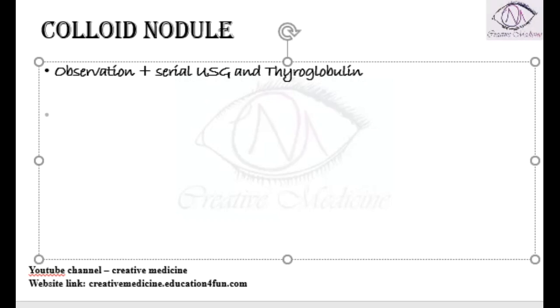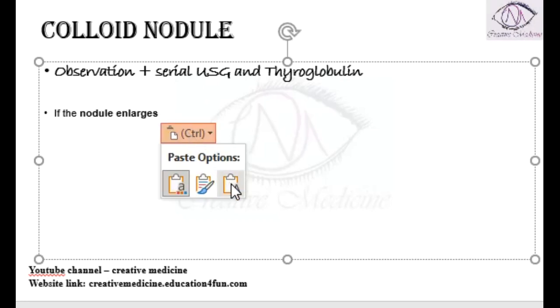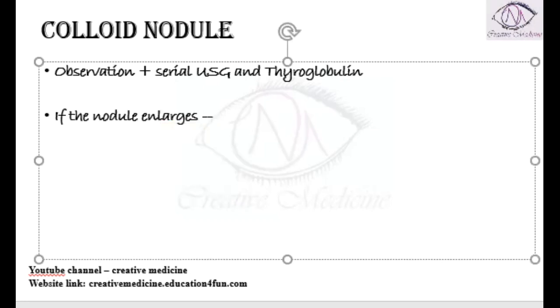Now, while you are observing, at one point, if the thyroid nodule enlarges, if the colloid nodule enlarges, in such cases we should repeat the FNAC again. We should repeat fine needle aspiration cytology. So if the thyroid nodule enlarges, you should do an FNAC.